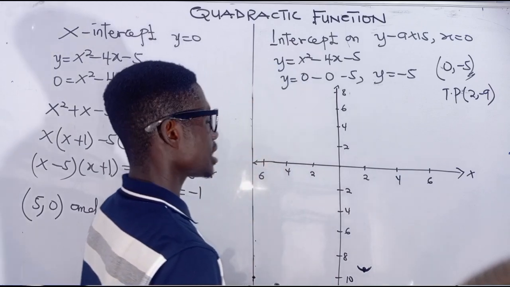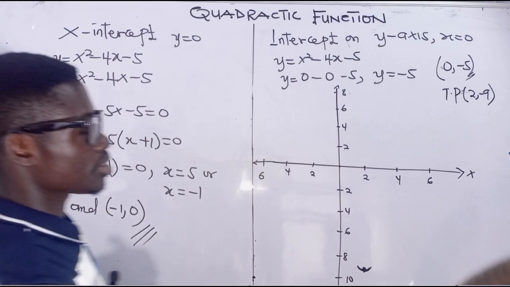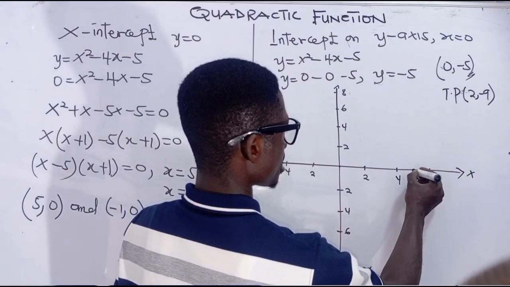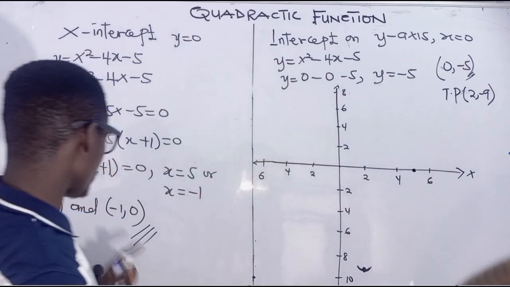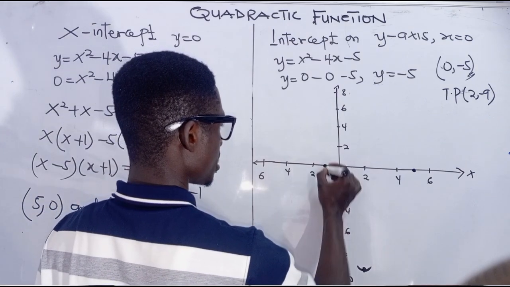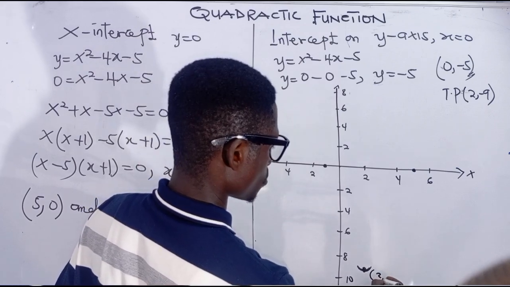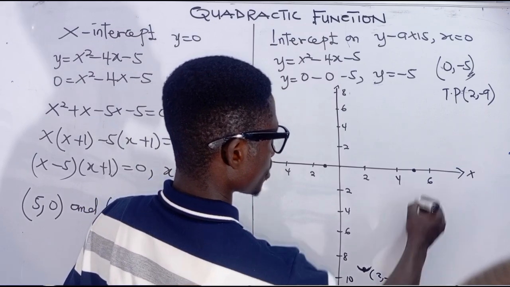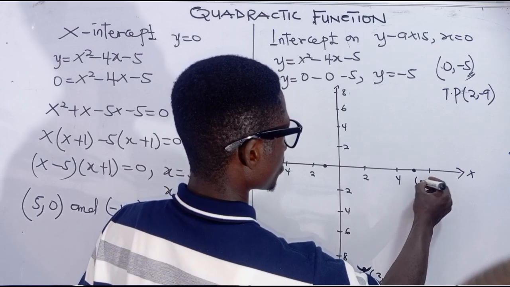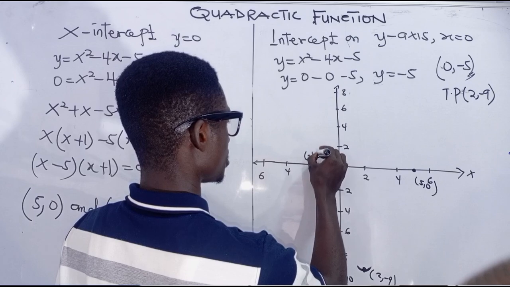And then we move on to the x-intercept. On the x-intercept, we have (5, 0). So (5, 0) is going to be here. And then we have (-1, 0). (-1, 0) is probably going to be here. And then we have, let me write the coordinates, (2, -9). We have (5, 0), and then we have (-1, 0).